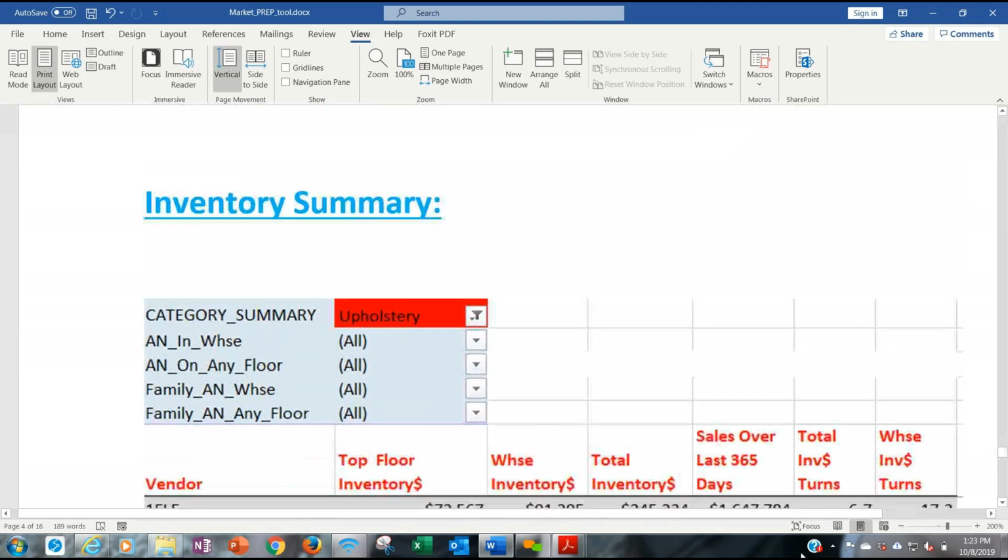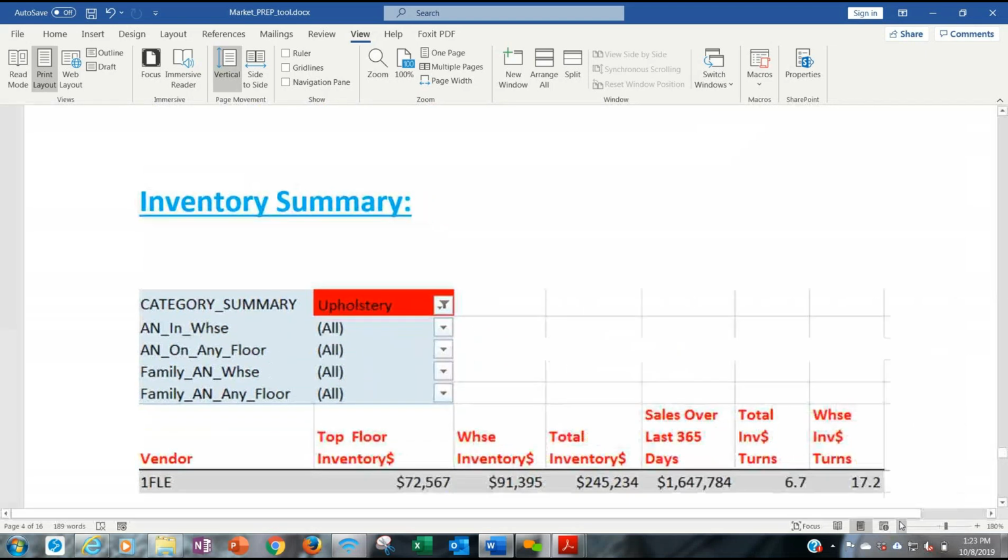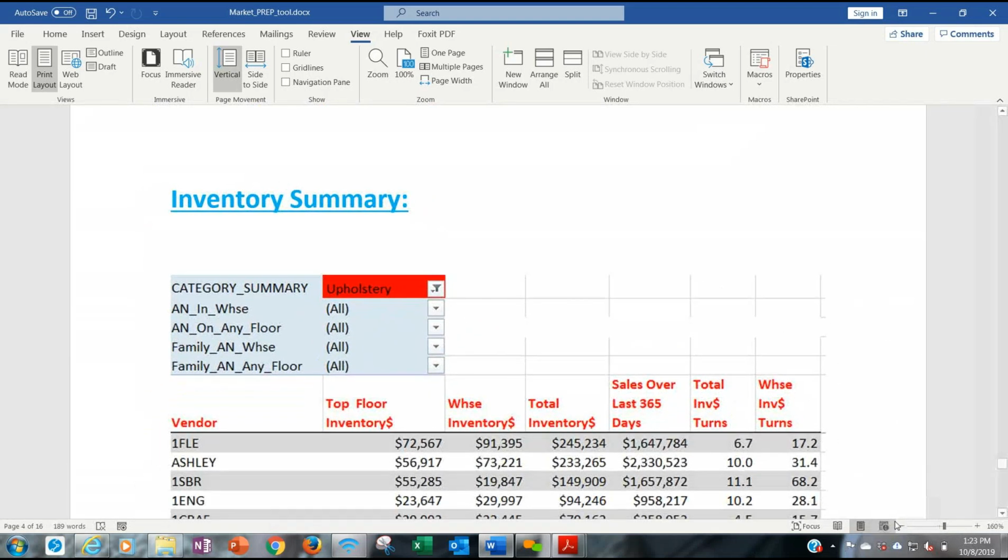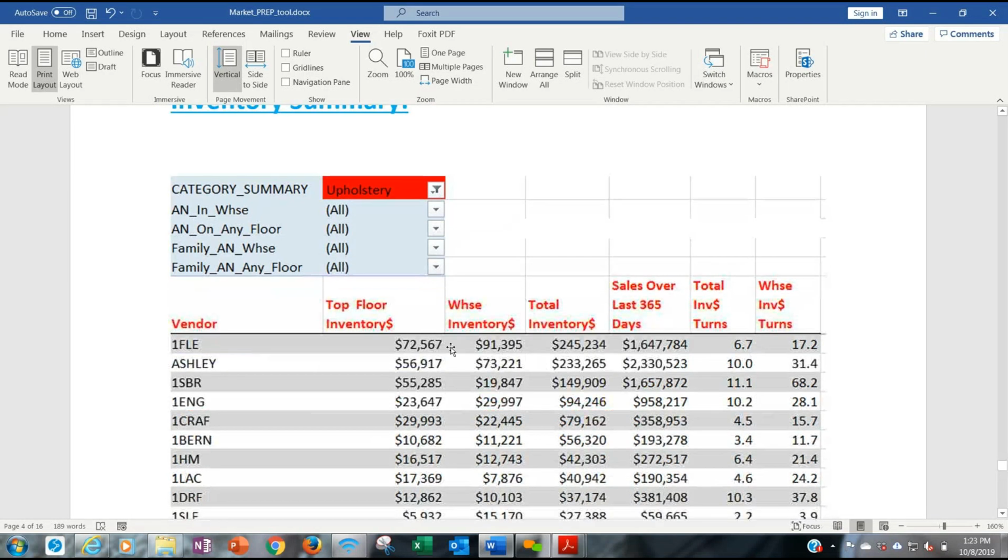And then the last view is the inventory sum tab, or basically information from the inventory sum. So this is, again, still staying with the stationary upholstery. Just having an understanding of each vendor, how much inventory I have on the floor at each location, as well as how much is in the warehouse. And obviously tracking sales over the last 365 days and understanding inventory turns information as well.